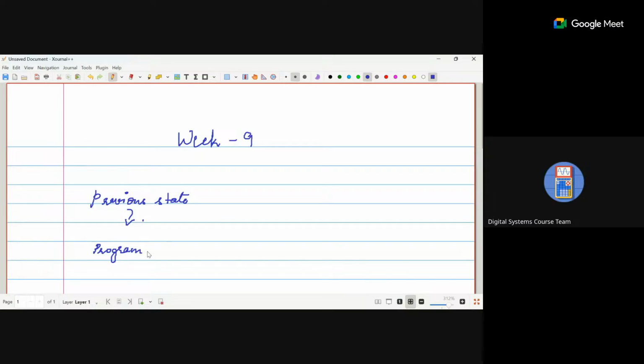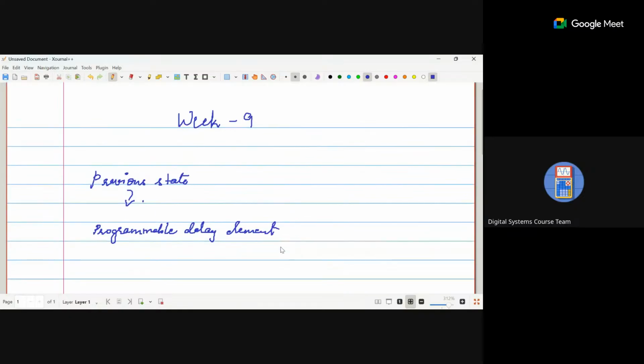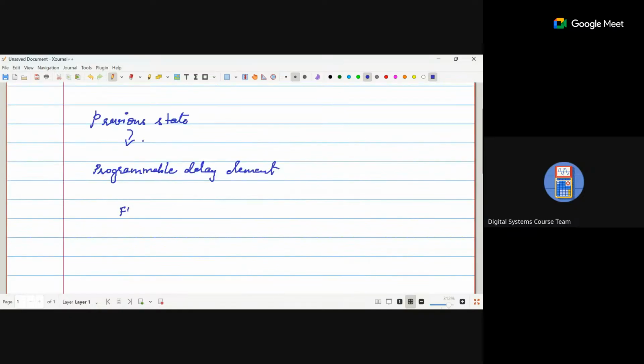We will use a programmable delay element, and that is nothing but a flip flop. We call it a flip flop. For the flip flop, we denote it as a box with a small mark here. This is for the clock, which gives the input clock signals, and we mostly denote it using CLK.